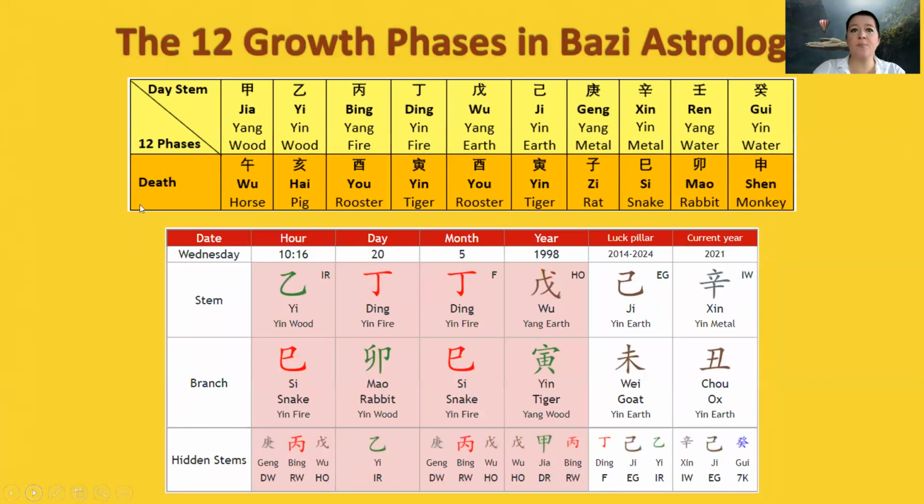Now, let's see a third example and see what happens here. So in this particular case, again, the reference point is the day. So this one is a ding fire day master or day stem. It's the yin polarity of fire. And here we see for ding fire, the death phase is in the tiger. Now this person here has a tiger in the year pillar. So this means that in the year pillar, there is a death phase. So within the natal chart here, you actually do have a death phase.